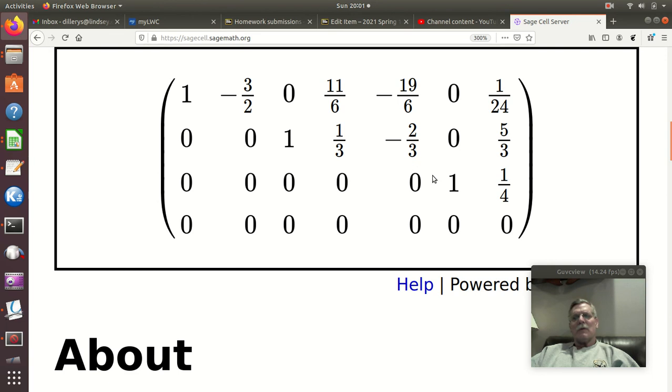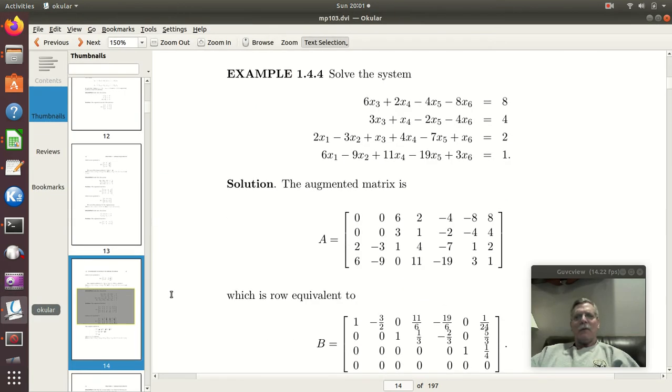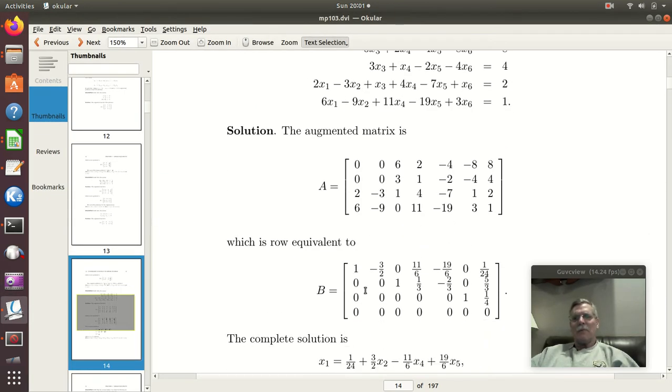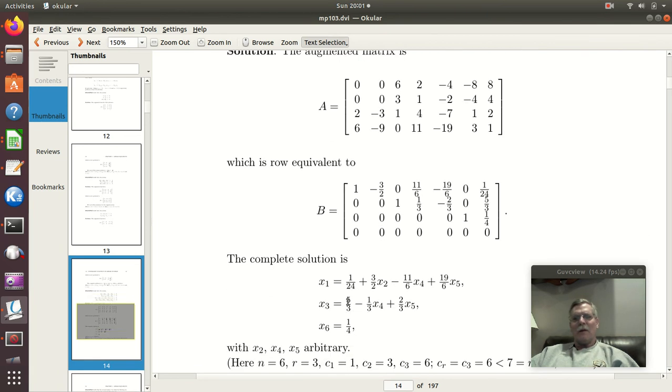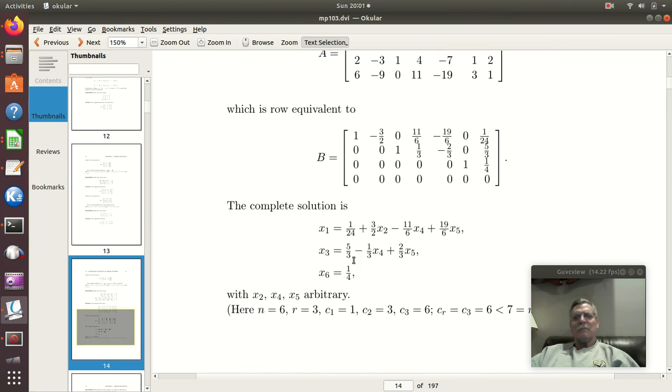And so the only thing that wouldn't be arbitrary here is x6. It has to be 1/4, and that is the same solution they had. And here they go through and write those pieces down, and there we go. We have our reduced row echelon form from Sage. It was that simple, and we get our answers there. So that's example 4.